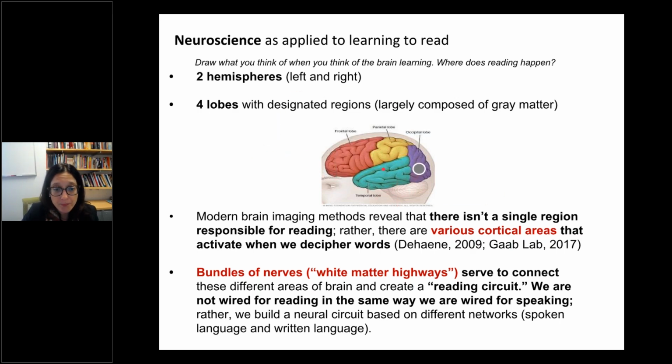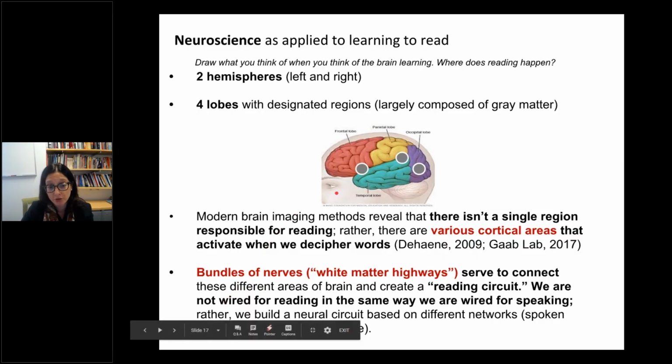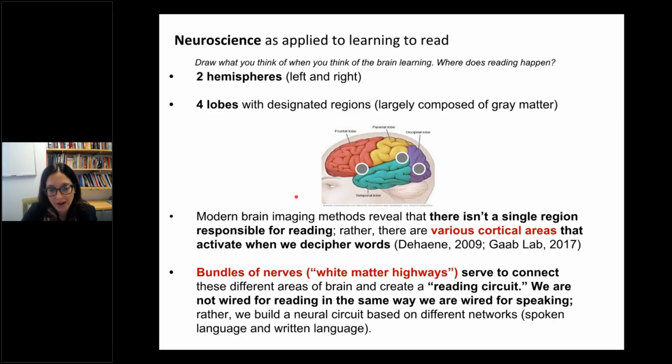So here is the left hemisphere, and here are the 4 lobes. And these regions of the lobes are the areas that are most involved in learning to read. So in the occipital lobe is vision. We have to be able to see the words in order to read. This area in the frontal lobe has to do with speech and spoken language. So to be able to understand what we're actually reading. And the parietal lobe here links speech and sound. So these are 3 different areas of the brain that we need to wire. And these are really connecting spoken language networks as well as written language networks.